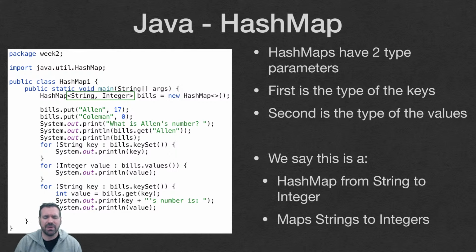And the big difference here is that we have two type parameters. So with a hash map, we don't just have a hash map of some type. We have a hash map which specifies the types of the keys and the types of the values. So the keys and values can be different types. In this example, I have a hash map of strings to integers. So I'm mapping strings as keys to integers as the values. So whenever I add something to this hash map, I have to add a string mapping to an integer.